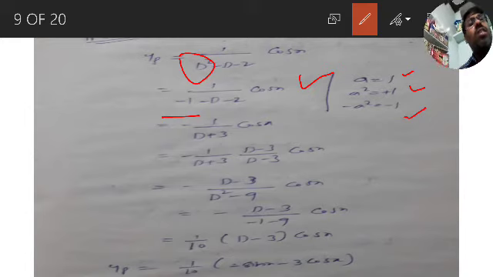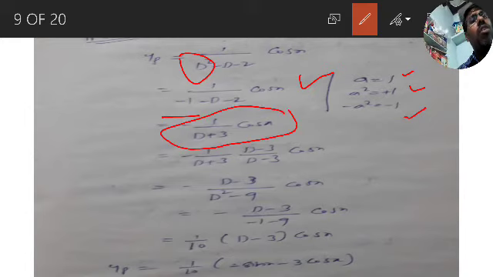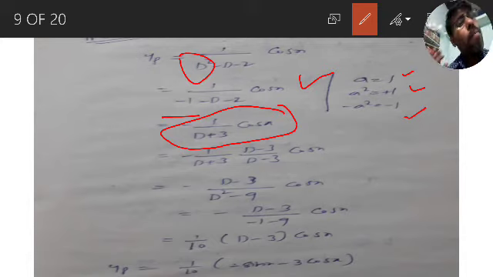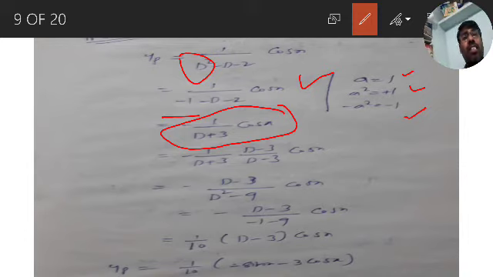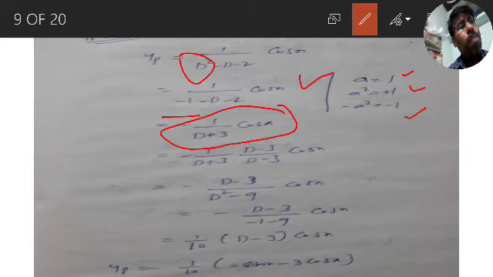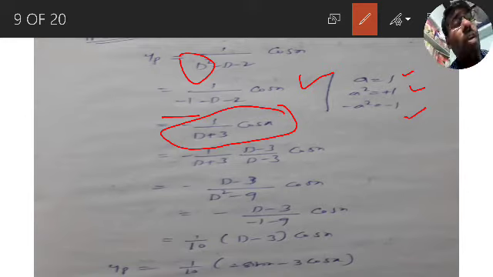So now this is the question. What to do here? In the method, what I said is replace d square by minus a square, that we did. Now we have no d square, that is minus 1 by d plus 3 of cos x. There is no d square. If there is a d square, then we replace d square by minus a square. But there is no d square now. What to do? You have to convert this d term into d square term.